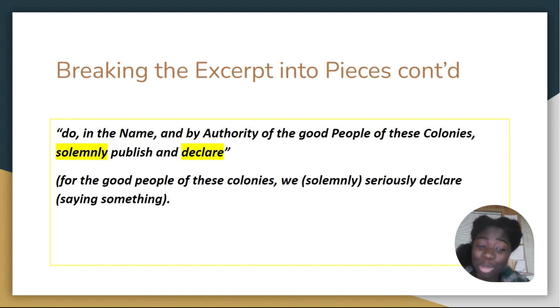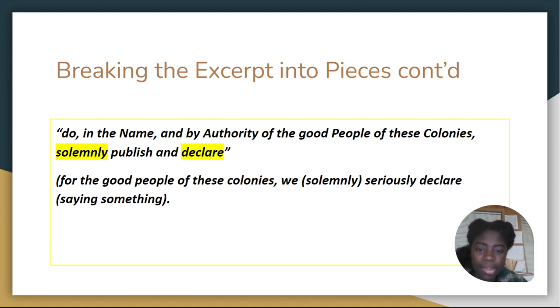People talked a lot more prim and proper back then, in terms of British people, American colonists, that sort of thing. They spoke very differently. A lot of higher level vocabulary was used back then too. So let's break some of these words apart.